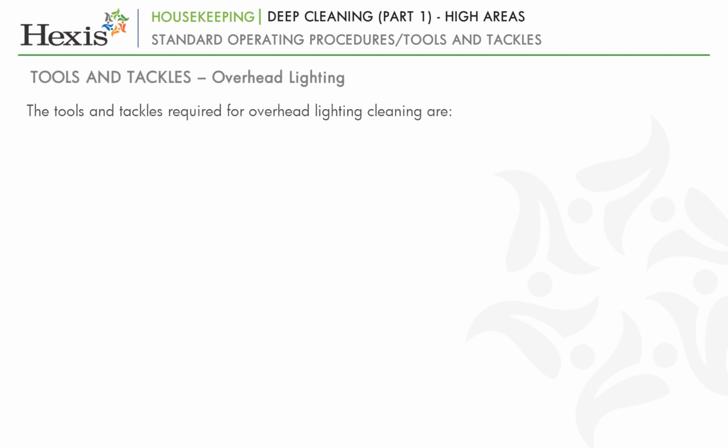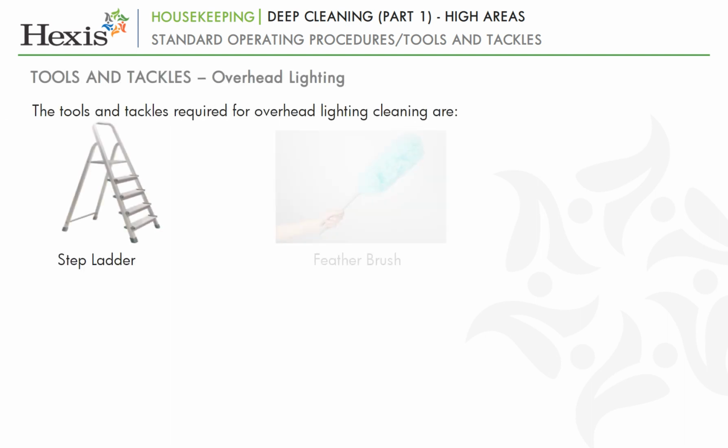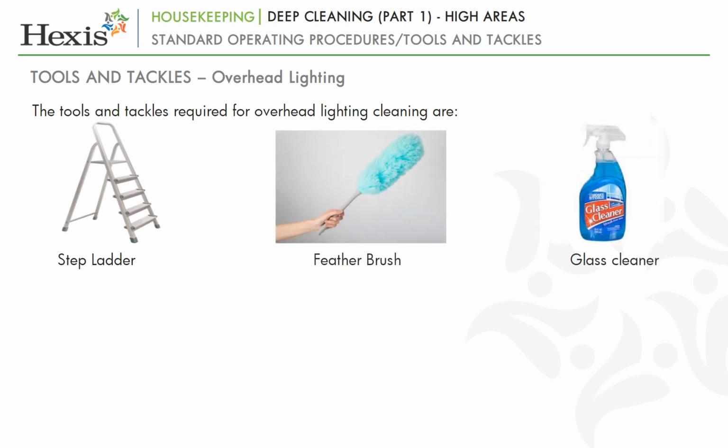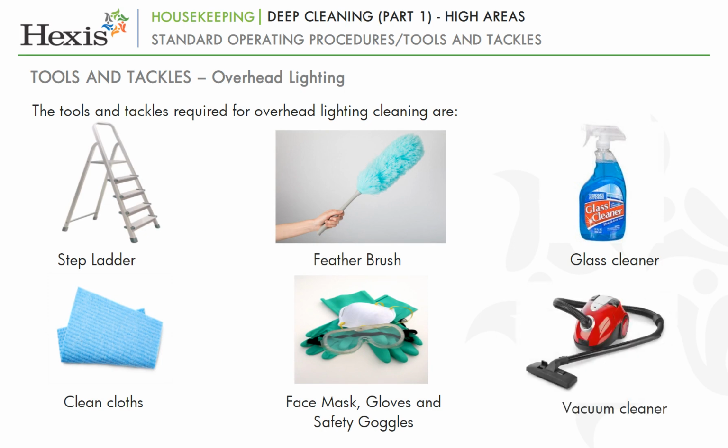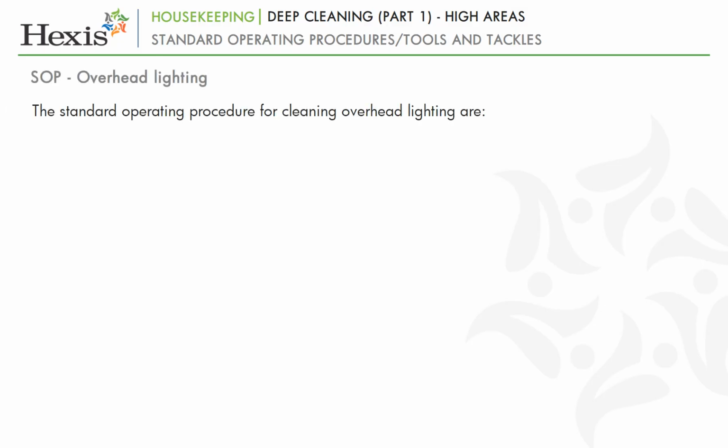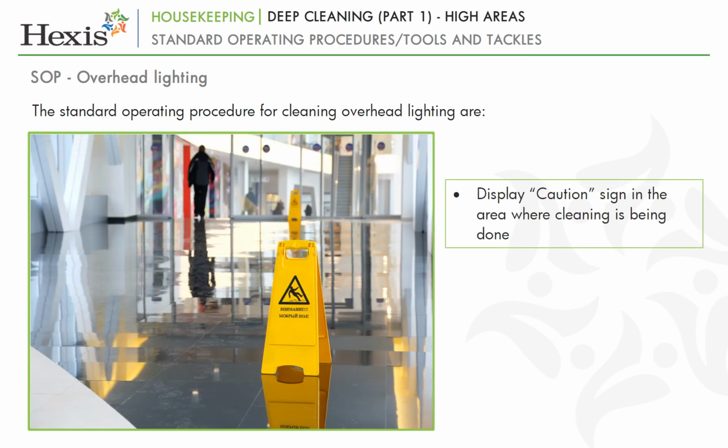The tools and tackles required for overhead lighting cleaning are step ladder, feather brush, glass cleaner, clean cloths, blue check duster, gloves and safety goggles, face mask, vacuum cleaner. The standard operating procedure for cleaning overhead lighting are: display caution sign in the area where cleaning is being done.